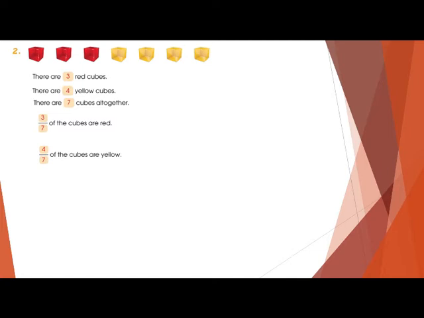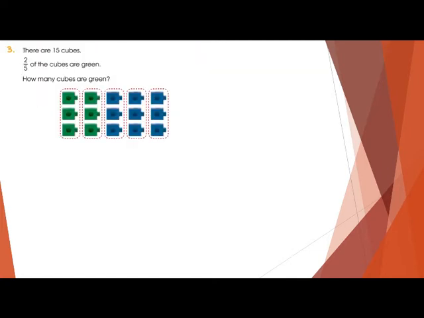Okay, let's see question number 3 now. There are 15 cubes. Look at this. How many cubes are there? 1, 2, 3, 4, 5, 6, 7, 8, 9, 10, 11, 12, 13, 14, 15.